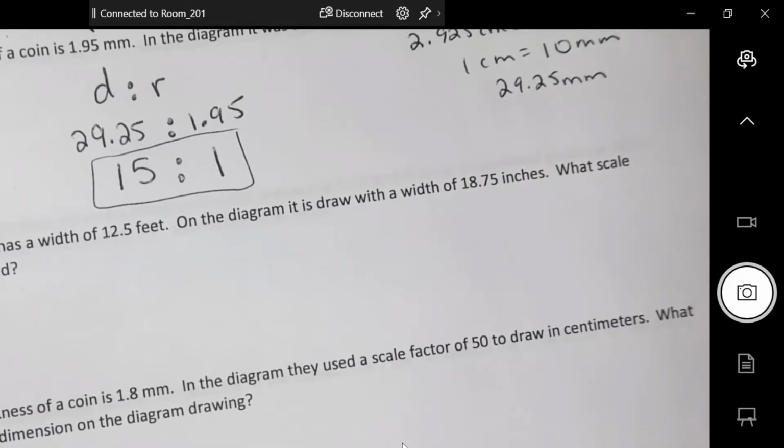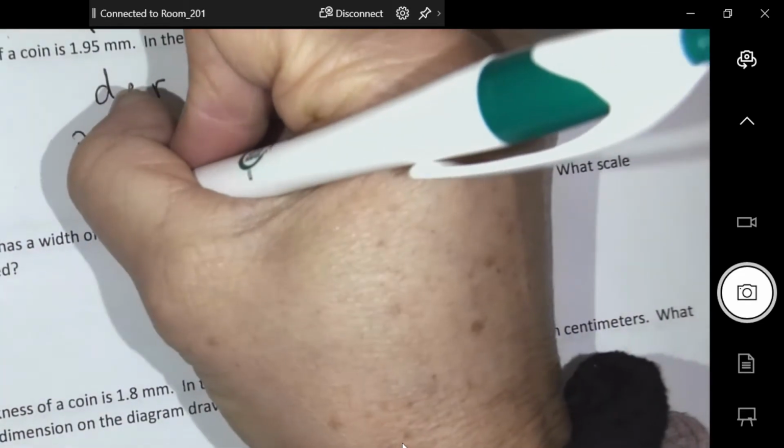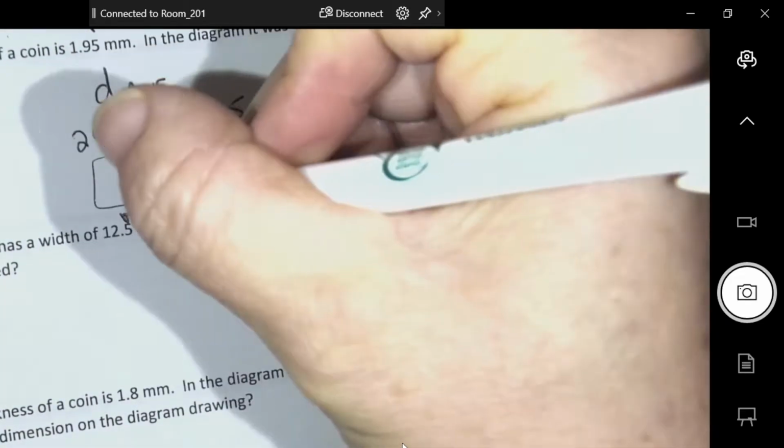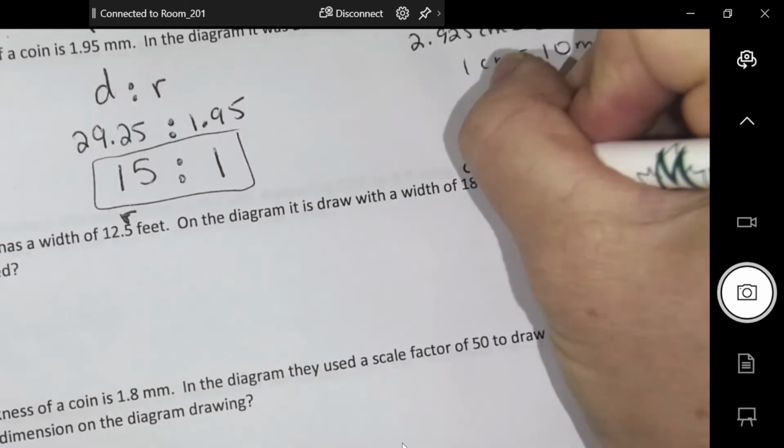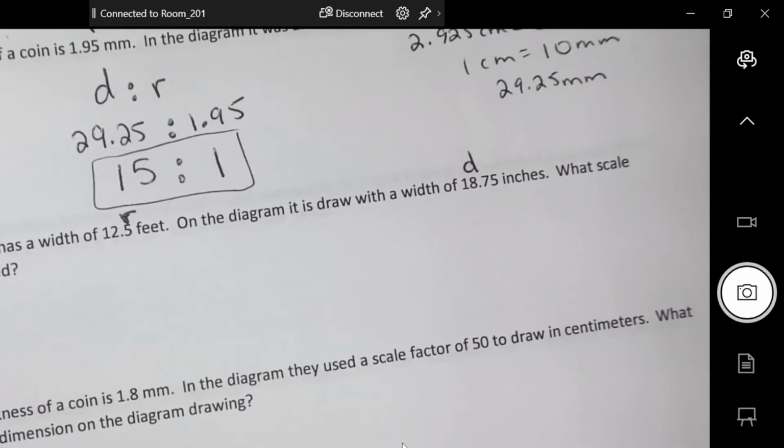Okay. A bedroom has a width of 12.5 feet. Guess what? I'm going to put an R over that right away. That's a real bedroom. On the diagram, it's got 18.75 as its width, a diagram.